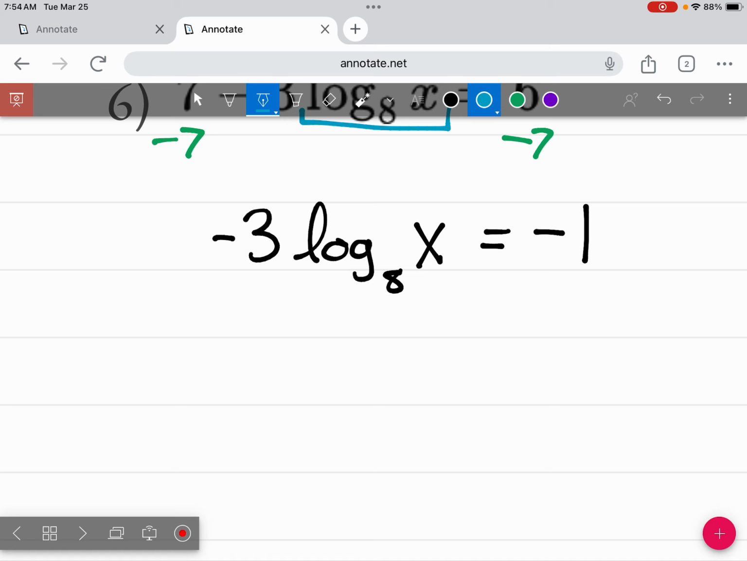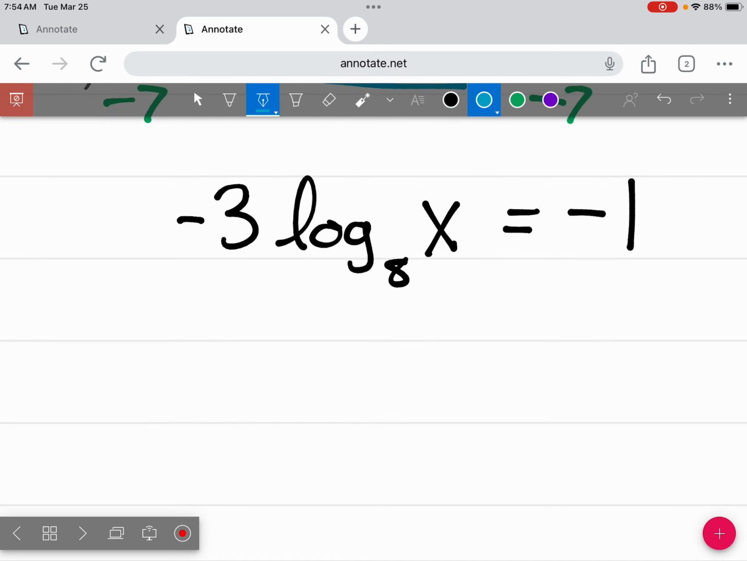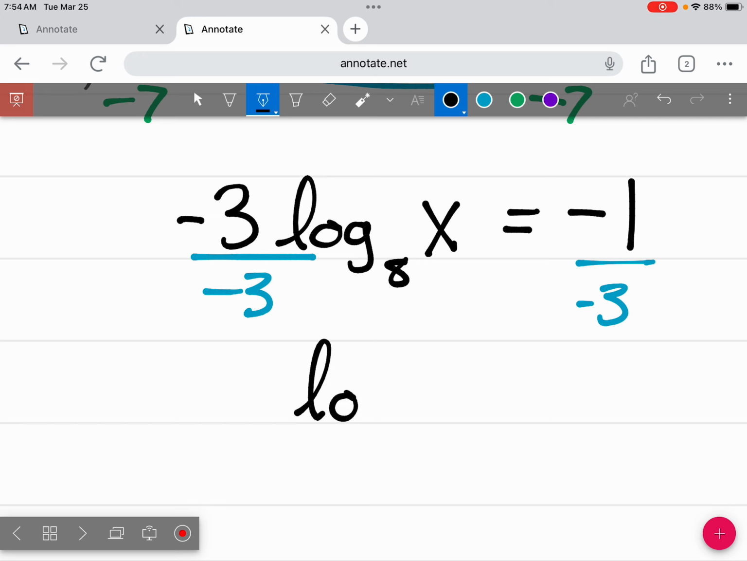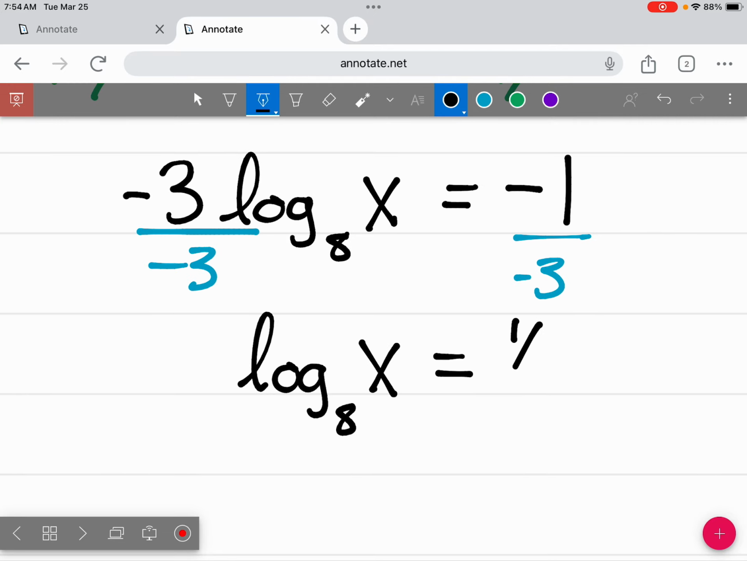Divide by negative 3. If you're really feeling froggy, you could put it up into powers, cube roots we can do, but you don't have to, so I'd rather not. So we divide both sides by negative 3. We get log base 8 of x equals negative 1 divided by negative 3 is 1/3.